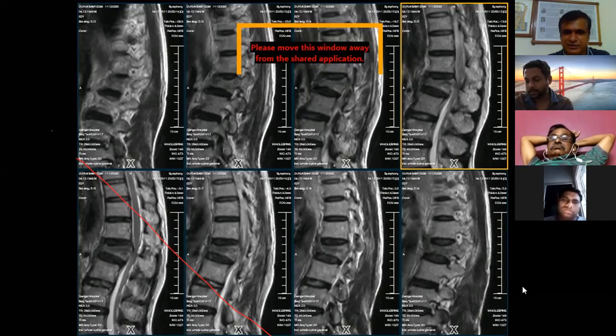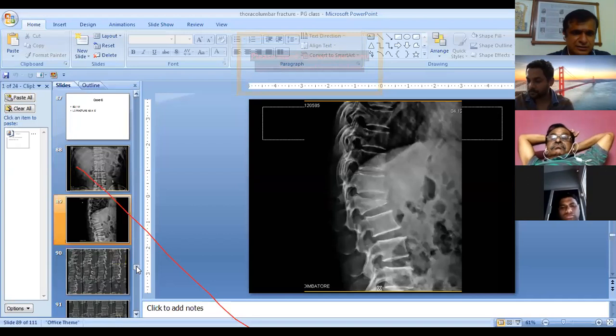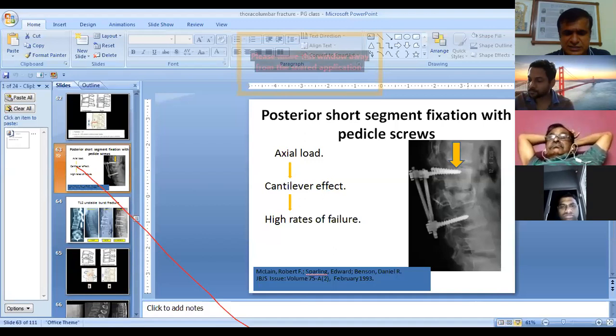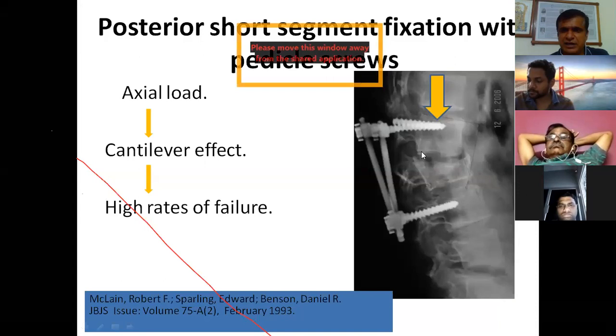So there are other questions in the chat section. Sir, can you elaborate on cantilever effect? So what is cantilever effect? We'll just go to the previous slide. So this is the cantilever effect. What happens? This is the fractured vertebra. You have put a screw above and below.